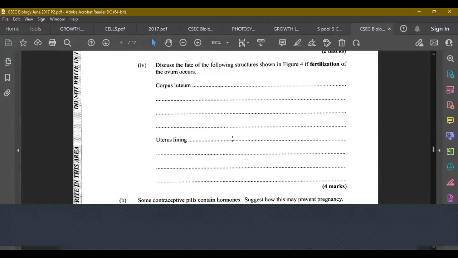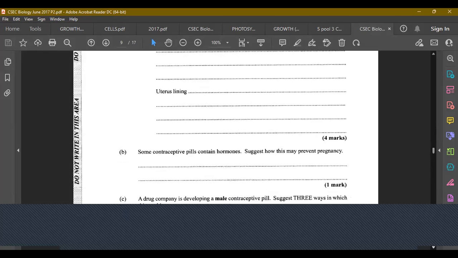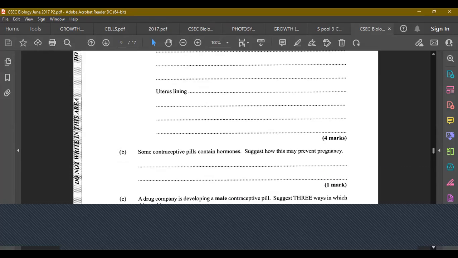And the uterus lining, what happens if fertilization has taken place? It thickens more since more progesterone will be made, it will continue to thicken. Still thickening and attempting to prepare for pregnancy. All right, beautiful. All right, good.